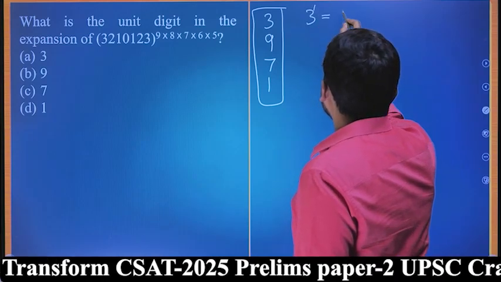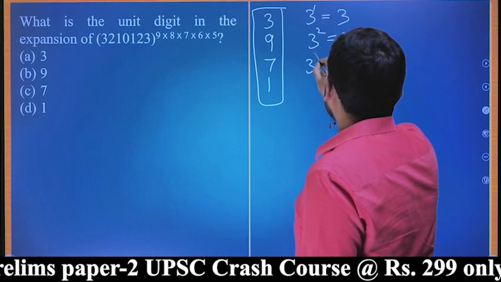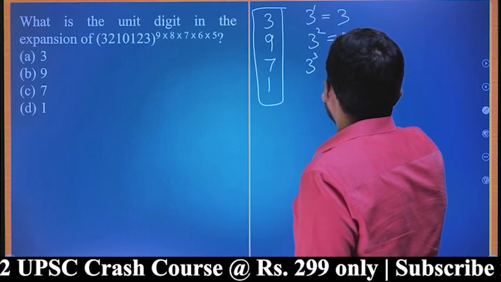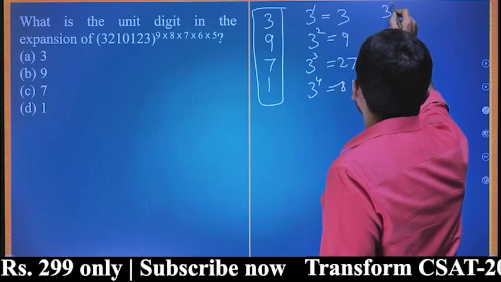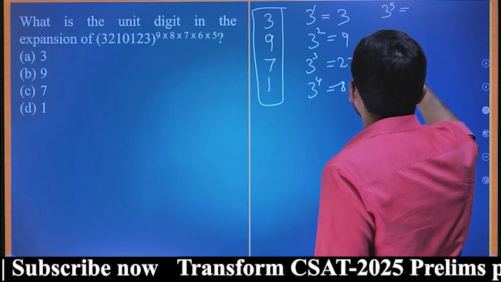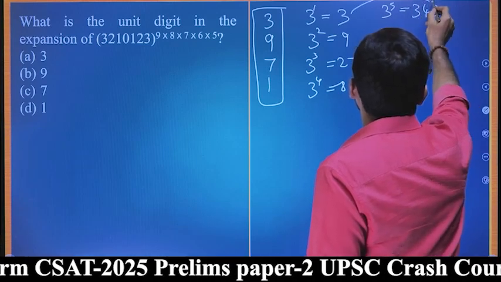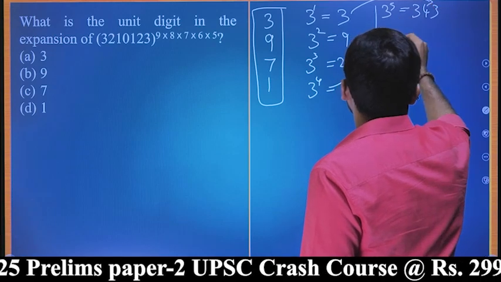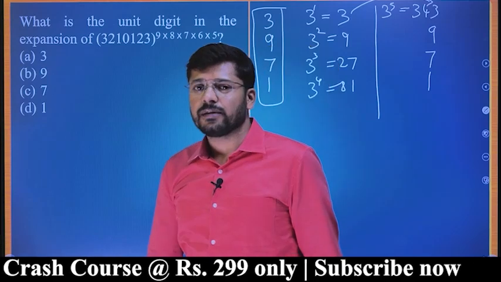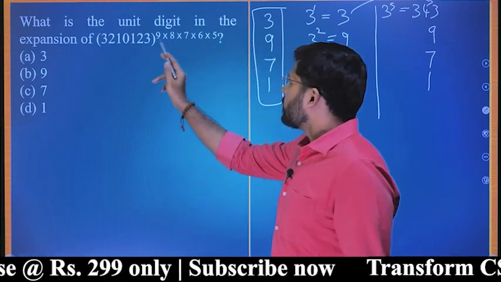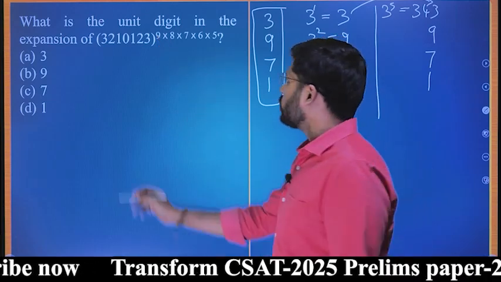3 to the power of 1 is 3. 3 square is 9. 3 cube is 27. And 3 to the power of 4 is 81. Then 3 to the power of 5 is 81 into 3, that would be 243. So now you have hit the repetition phase. So then again you will get 3, 9, 7, 1. Done. So now we need to calculate this value and see if it is divisible by 4.